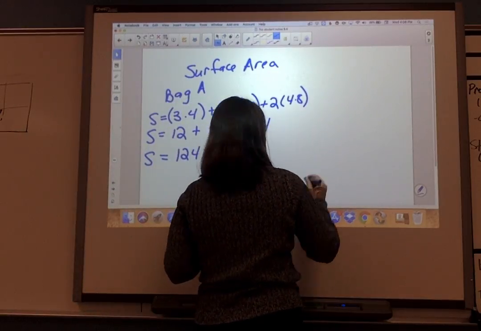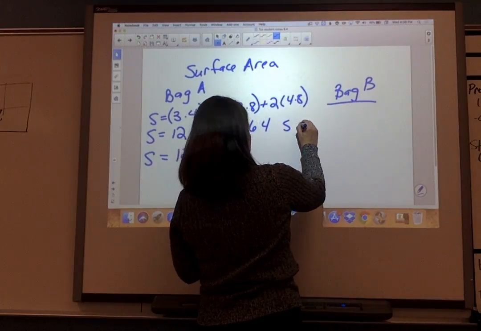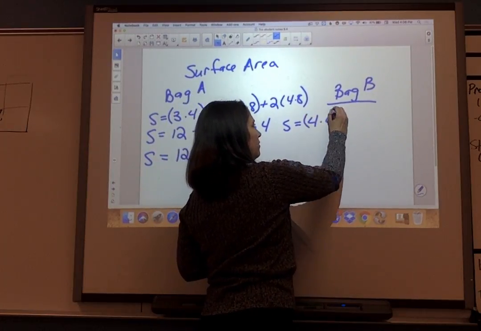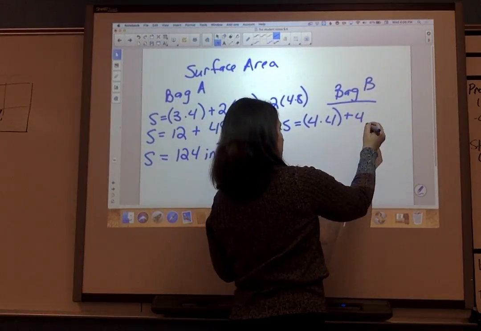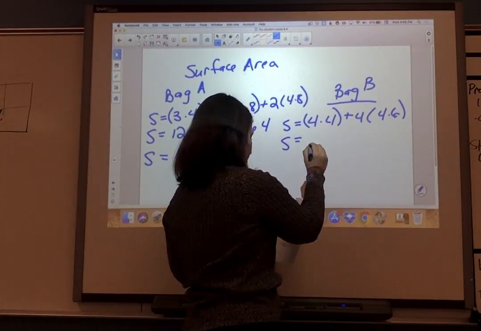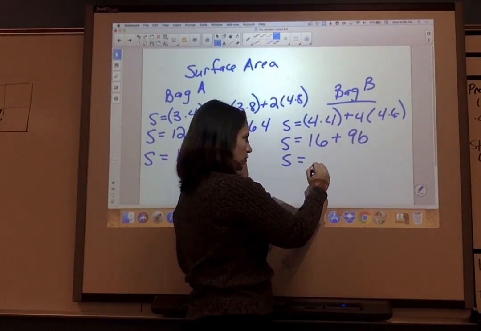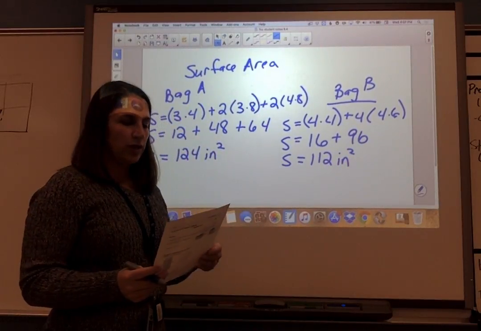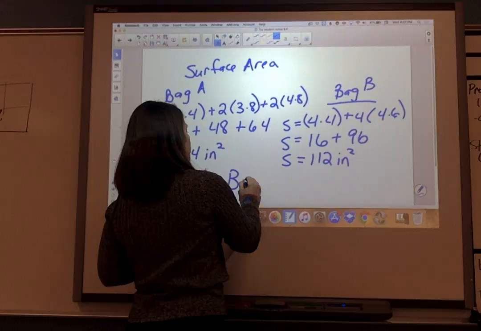Let's go ahead and do bag B. And here we have the surface area equals, the base was 4 by 4. And then in this case, all 4 lateral faces are the same. So we have 4 sides that were each 4 by 6. So we can simplify that. That's 16 plus 96, or a total surface area of 112 square inches. So which one uses the least amount of paper? That would be bag B.